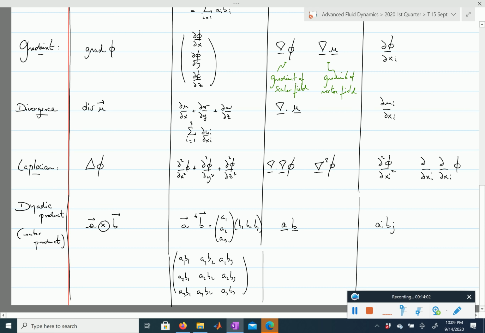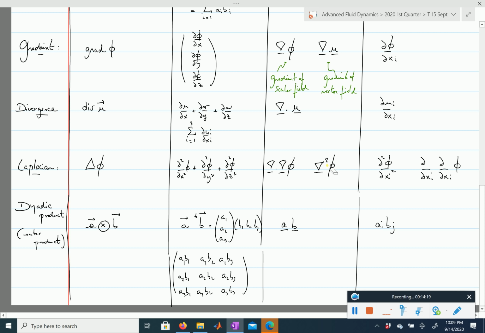Let's look at the divergence. Again, here you have 1 bar, so this is rank 1. I find a dot, so that means minus rank 1. So 1 minus 1 is 0. The divergence of a velocity field is indeed a scalar. It is a number.